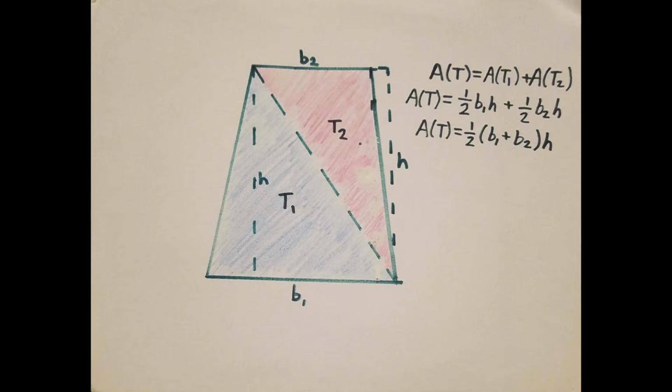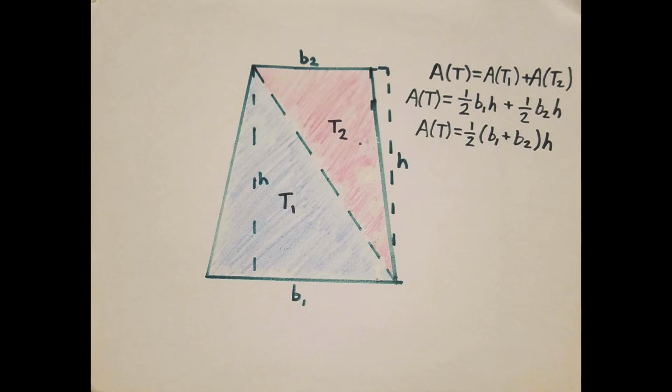And so the height is the same. And so the area of a triangle is 1/2 base times height. The base of T1 is B1 and the base of T2 is B2. So the area of the trapezoid is equal to the area of T1 plus the area of T2. This equals 1/2 B1h plus 1/2 B2h. We can factor these together to get 1/2 times (B1 plus B2) times h. This will be the area of our trapezoid.